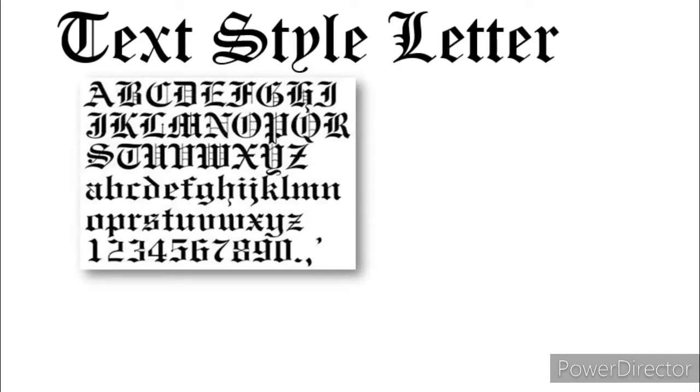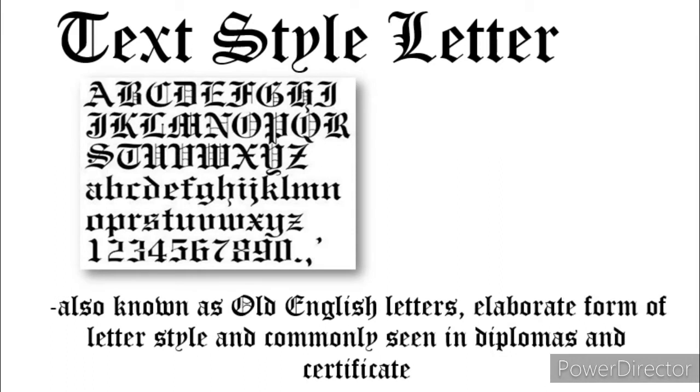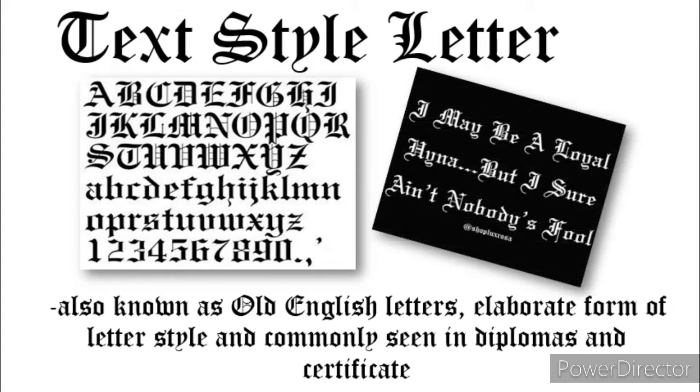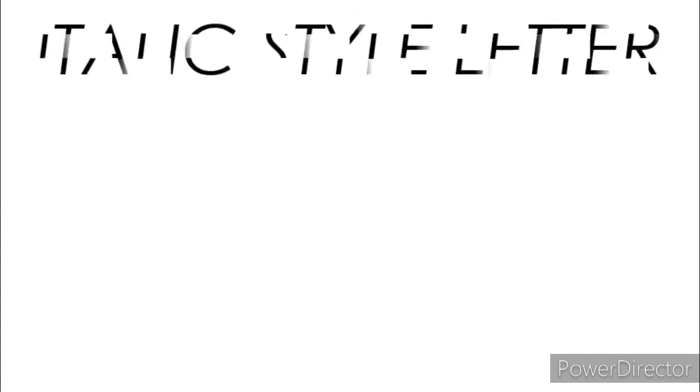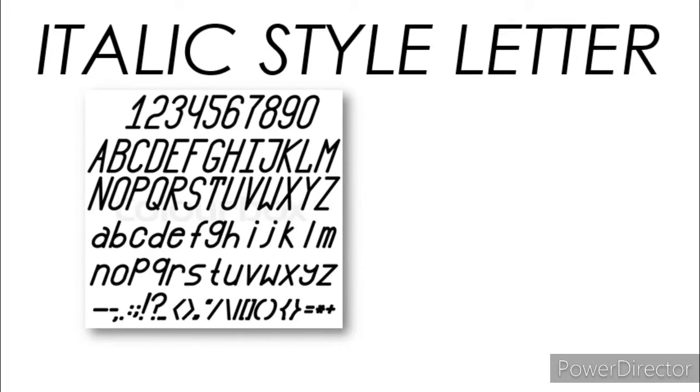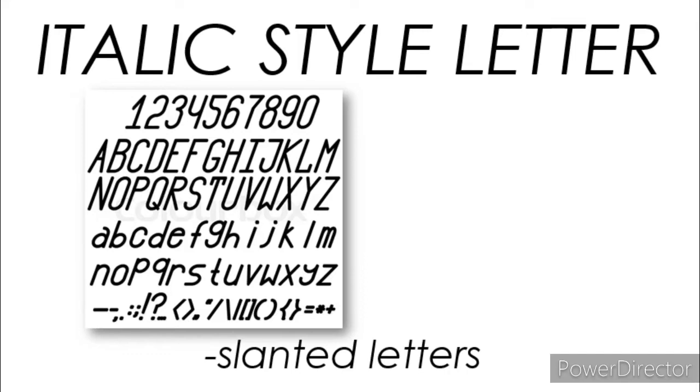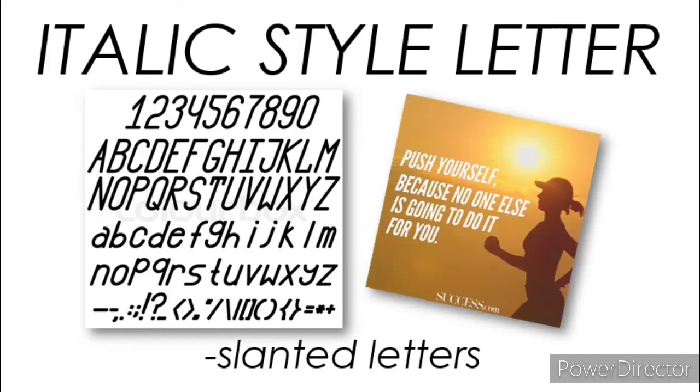Third, textile letter, also known as Old English letters. This is an elaborate form of the letter style and is commonly seen in diplomas and certificates. Just like this example, a quote using the textile font letter. Fourth, we have the italic style letter. Italic style letters are slanted letters. Just like the example, a quote using the italic style letter.